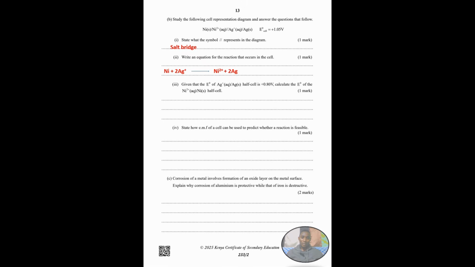So we already have the overall EMF value or electrode potential, and we are already given the one for silver. So how do we determine the one for nickel? We need to understand that EMF of a cell is given by E reduction minus E oxidation. E is the E naught of the half-cell that is being reduced. So the one being reduced in our case is silver. Silver is being reduced, and we have nickel being oxidized.